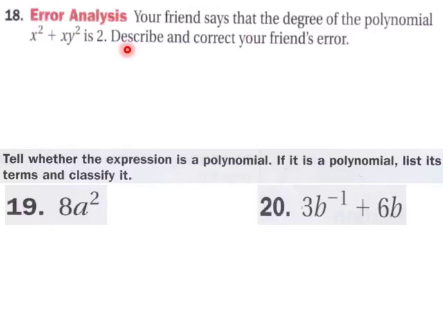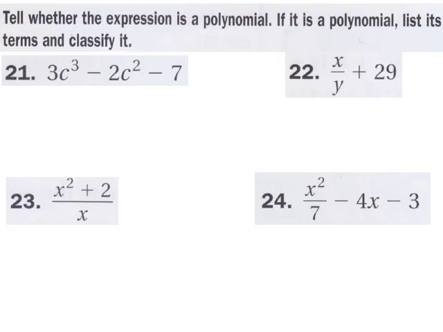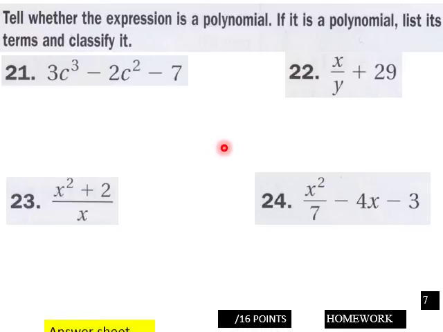Okay, a word problem here, error analysis, describe and correct. Tell whether the expression is a polynomial. If it is a polynomial, list its terms and classify it. Tell whether the expression is a polynomial. If it is a polynomial, list its terms and classify it. Okay, class, that's 12.1, polynomials.